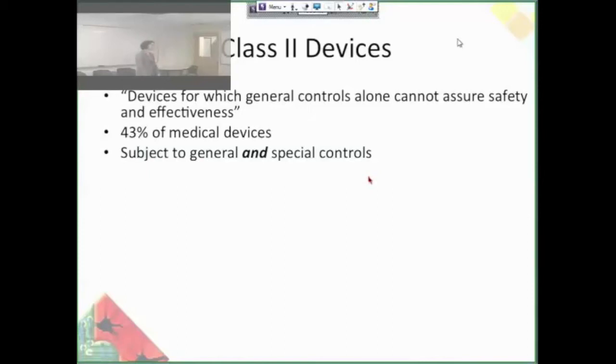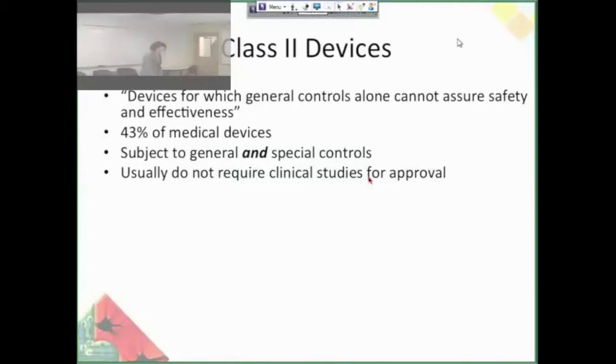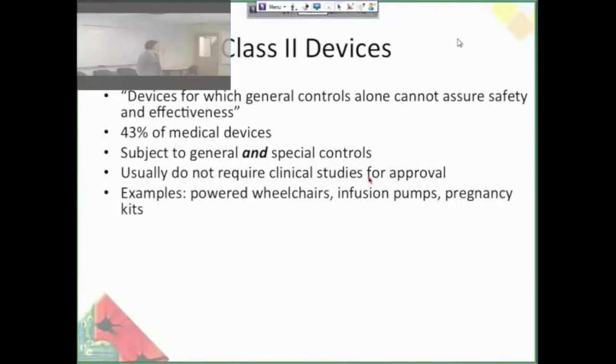But class 2 devices are just subject to general and special controls. They usually do not require clinical studies in humans, but there are some that do have to. Examples of class 2 devices are powered wheelchairs, infusion pumps, pregnancy kits. So if they failed or they malfunctioned, there would be a serious risk of injury or harm to the patient.